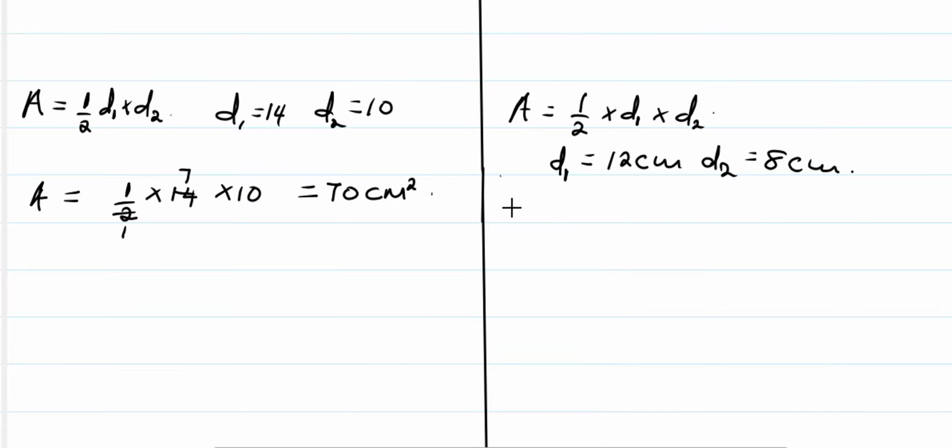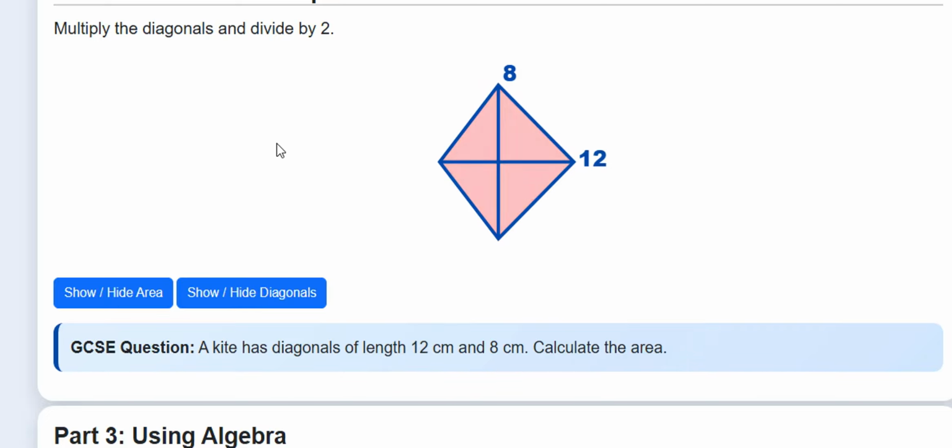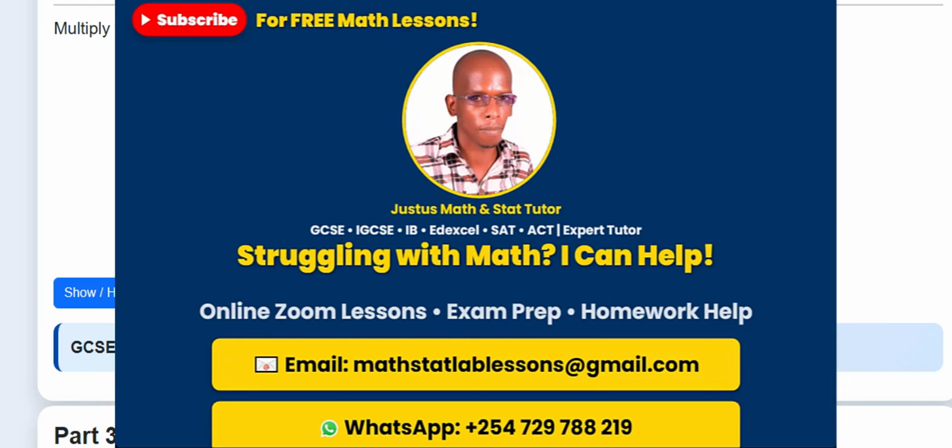So what is the area? The area A will be given by half multiplied by d1, which is 12, multiplied by d2, which is 8. I divide 2 by 2 to get 1, and 12 divided by 2 is 6. So 6 multiplied by 8 is 48 centimeters squared, and that becomes the area of this kite here. So can we try a bit more complicated example?